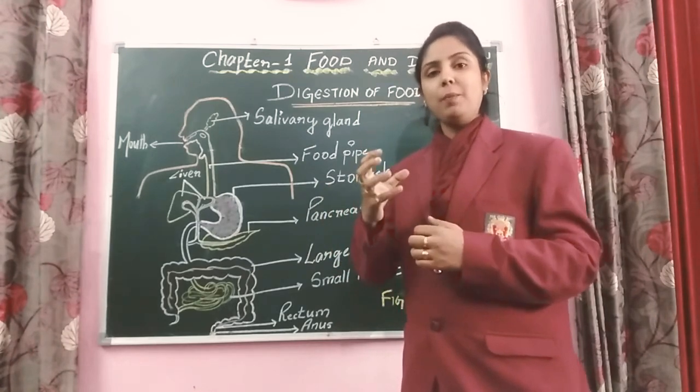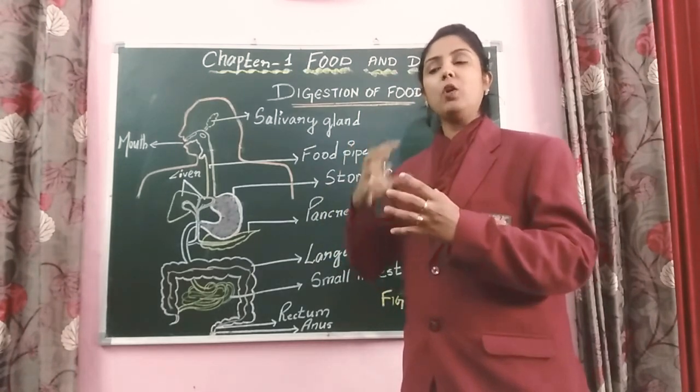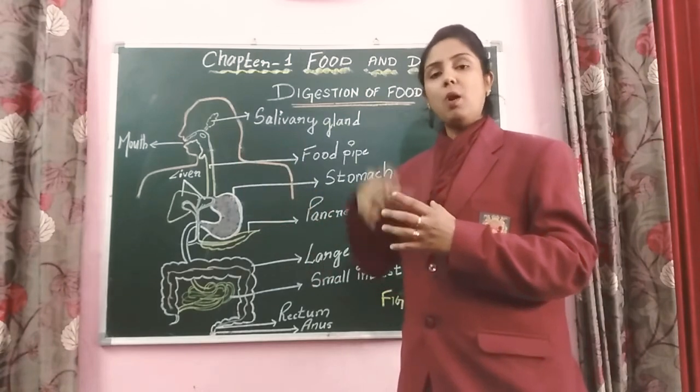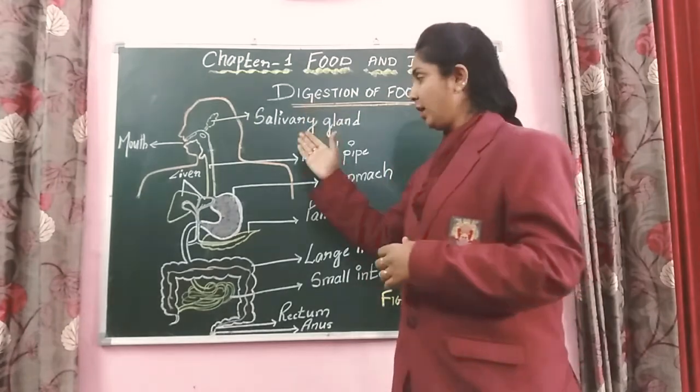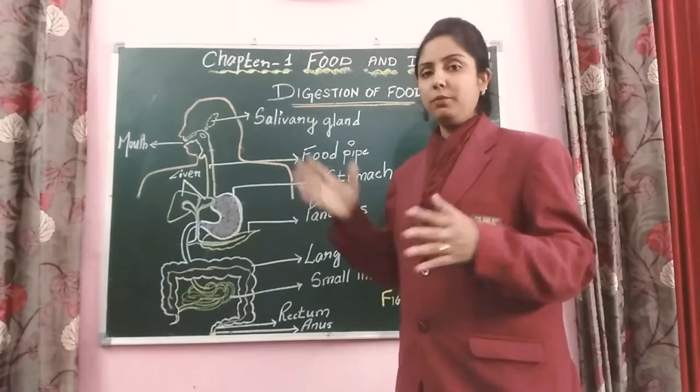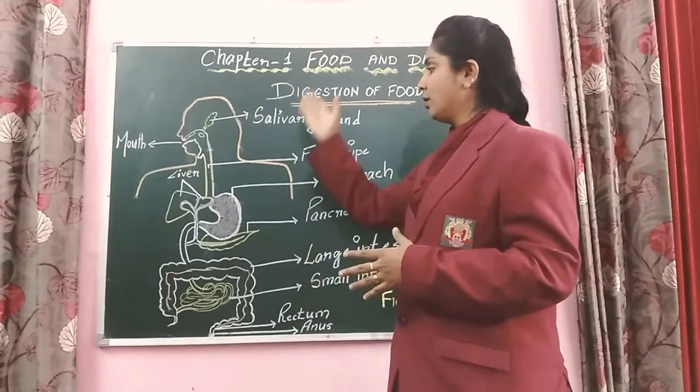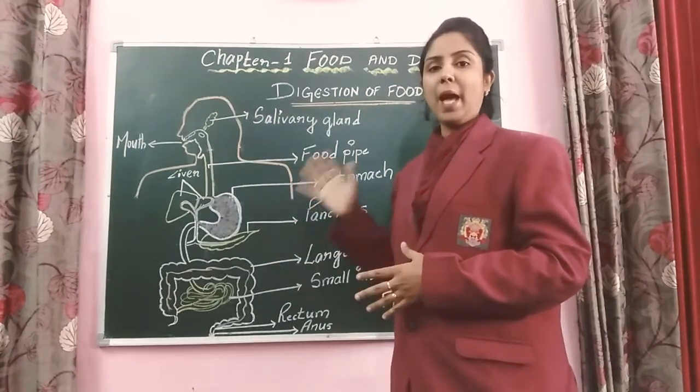यानी ऐसा प्रोसेस जिससे फूड के कॉम्प्लेक्स पार्टिकल्स को स्मॉलर पार्टिकल्स में कन्वर्ट किया जाता है. कैसे? आइए हम इस डायग्राम से देखते हैं. Come, we will see with this diagram. Now this is the digestive system of man.